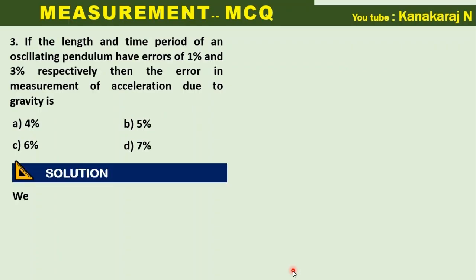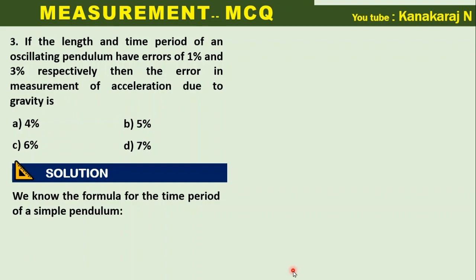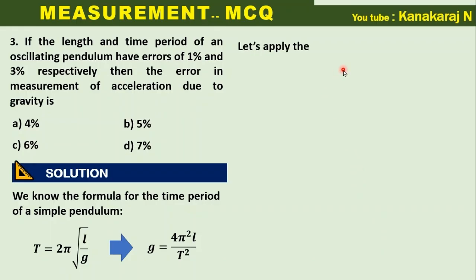Let's find the answer. We know the formula for the time period of a simple pendulum: T equals 2 pi square root of L upon g. From this equation, we find the value of g. g equals 4 pi squared L divided by T squared. Let's apply the rule of propagation.